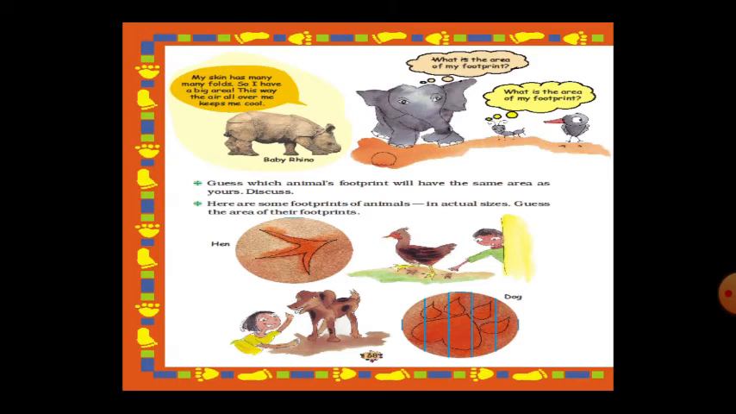My baby rhino is telling, my skin has many folds, so I have a big area. This way, the hair all over me keeps me cool. But the elephant is asking what is the area of my footprint, and the insect is asking what is the area of my footprint. Guess which animal's footprint will have the same area as yours. Discuss. See here, all the animal footprints are different.